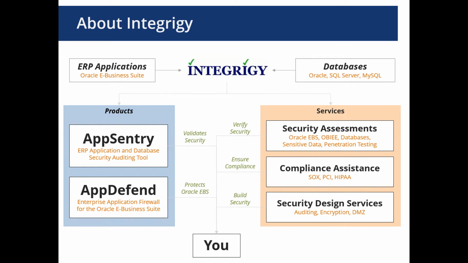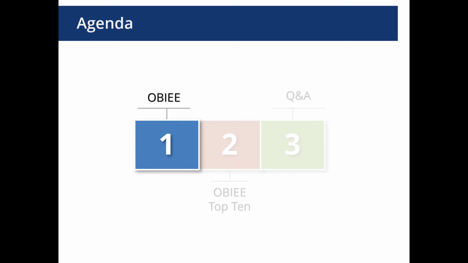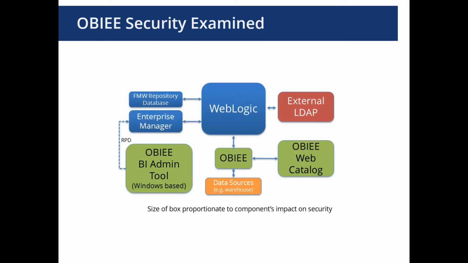But enough about Integrigy. This is an educational webinar, and we will now cut over. I have two slides here on OBIEE, again, just to help put into context what we're talking about here today. So OBIEE is a Fusion middleware application. It sits inside of WebLogic, and what I'm doing with this slide is trying to give you an overview of the architecture of OBIEE in proportion to the impact on security. You can see here the largest boxes are WebLogic, OBIEE, and the Web Catalog.